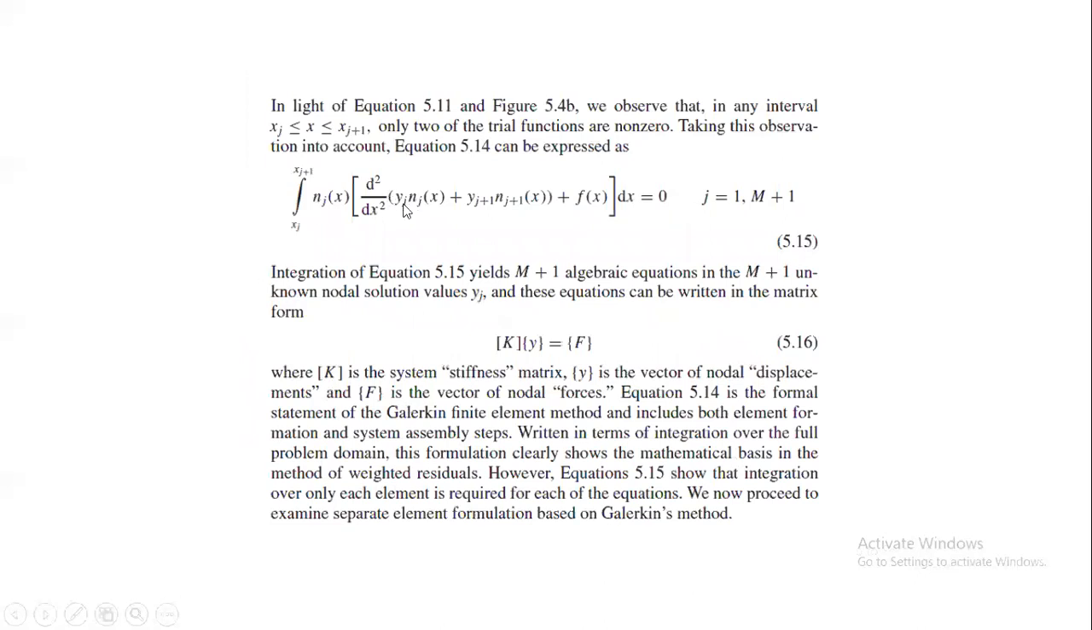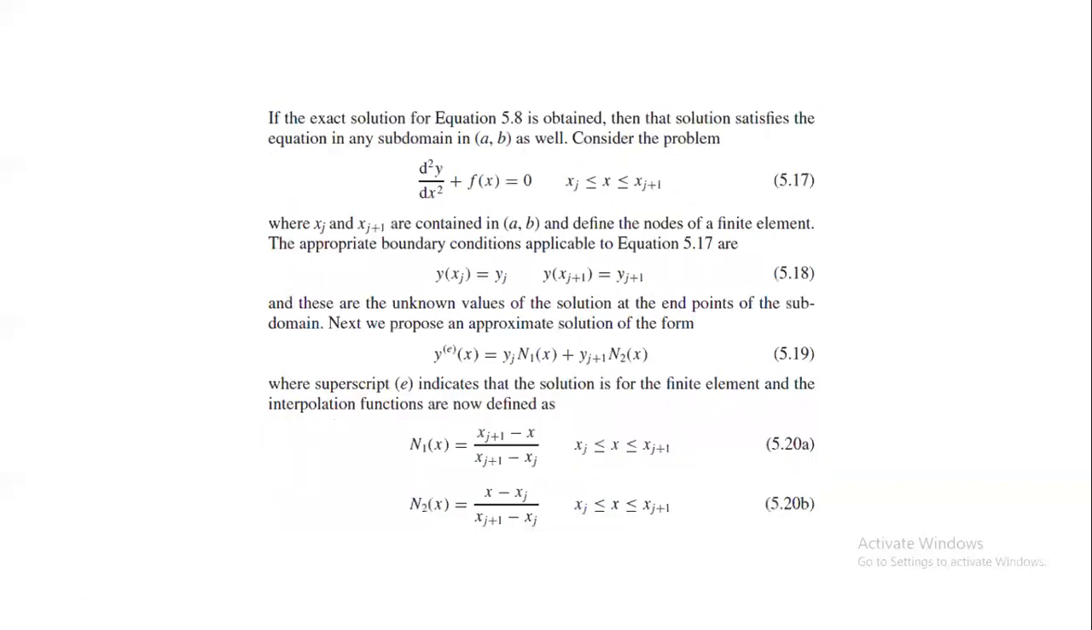So now, in the light of these equations, we observe that in any interval, only 2 of the trial functions are non-zero. Taking this observation into account, equation 5.14 can be expressed as this. Now you can write it in your notebook. This is just the simplified version of the equation, and 5.15 is the most important equation to find the stiffness matrix. Okay, this is the generalized representation of the stiffness matrix, and this capital F stands for the F vector.